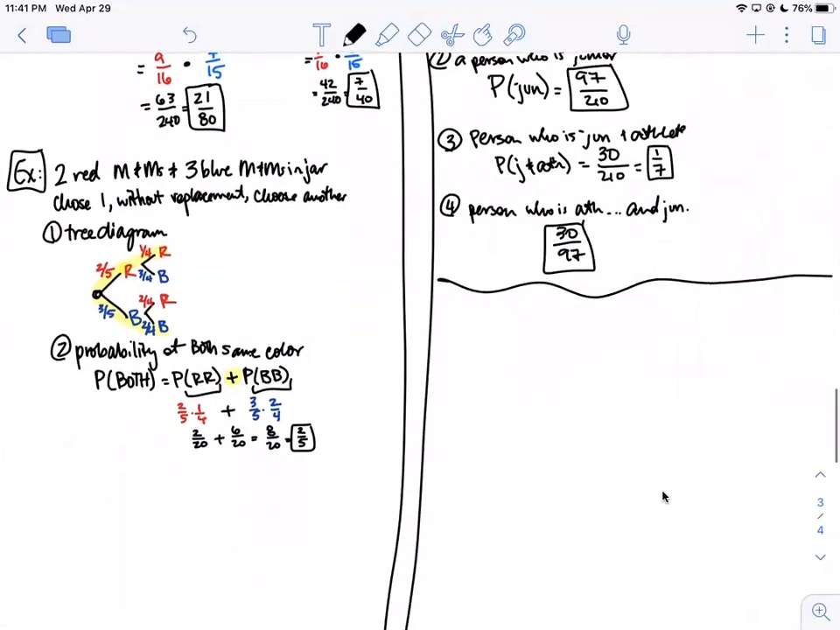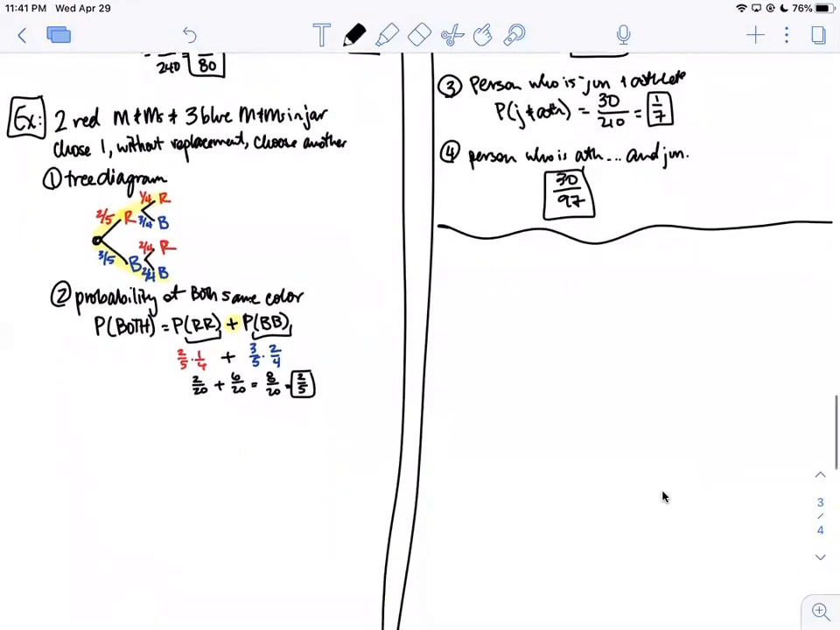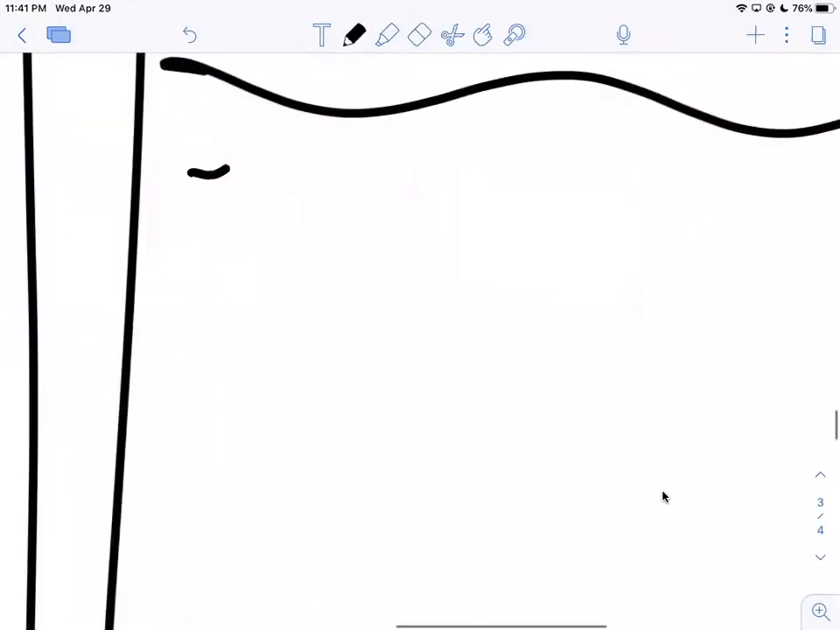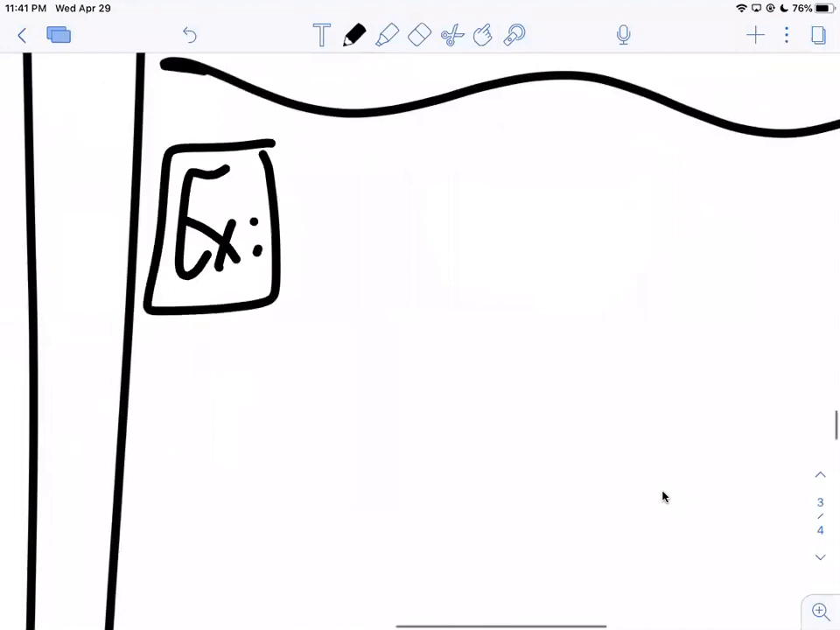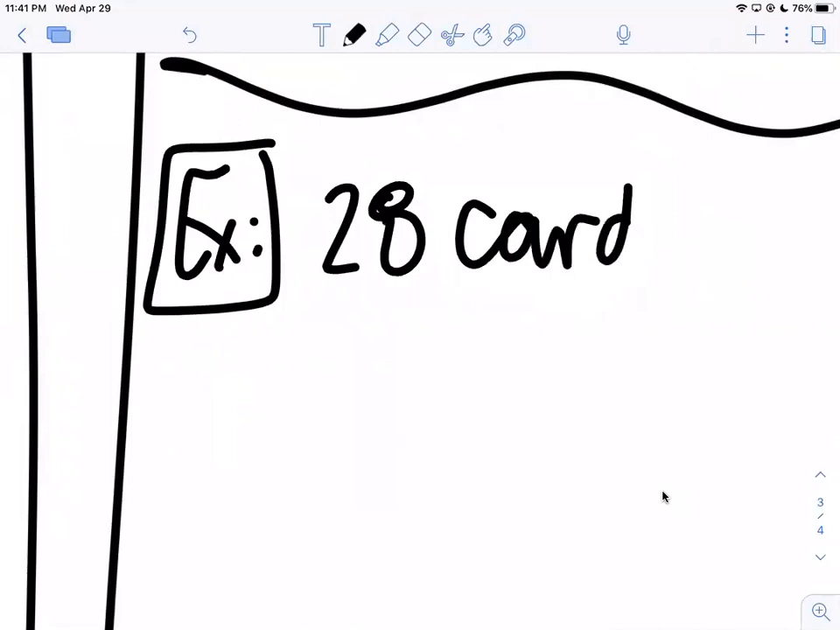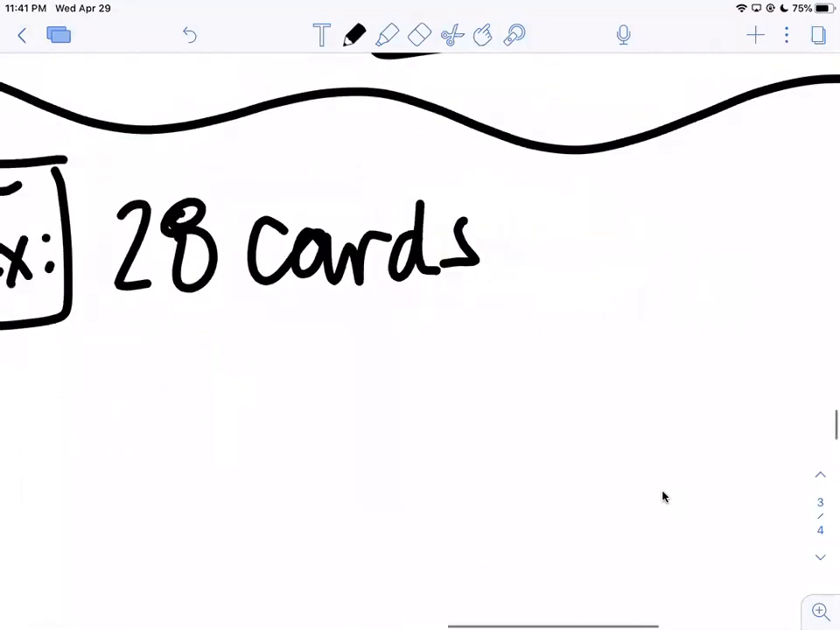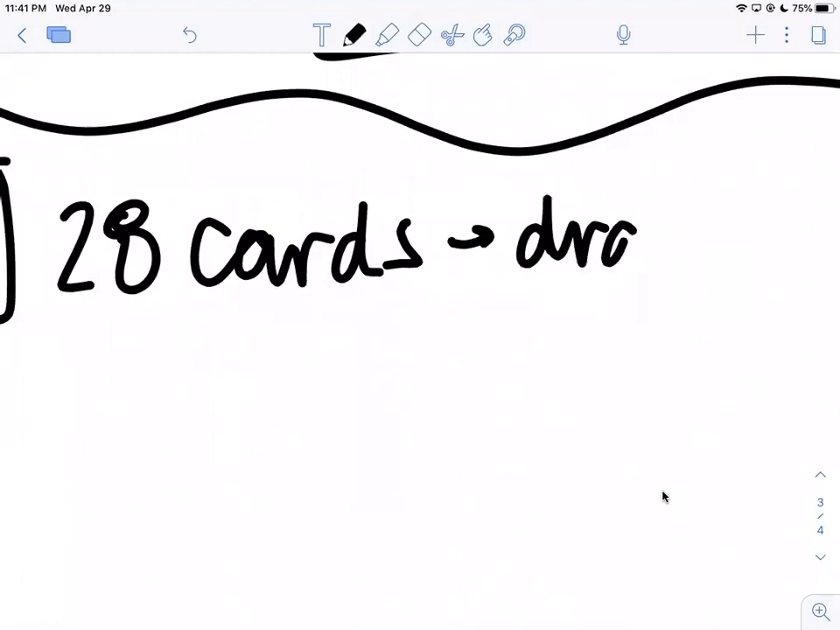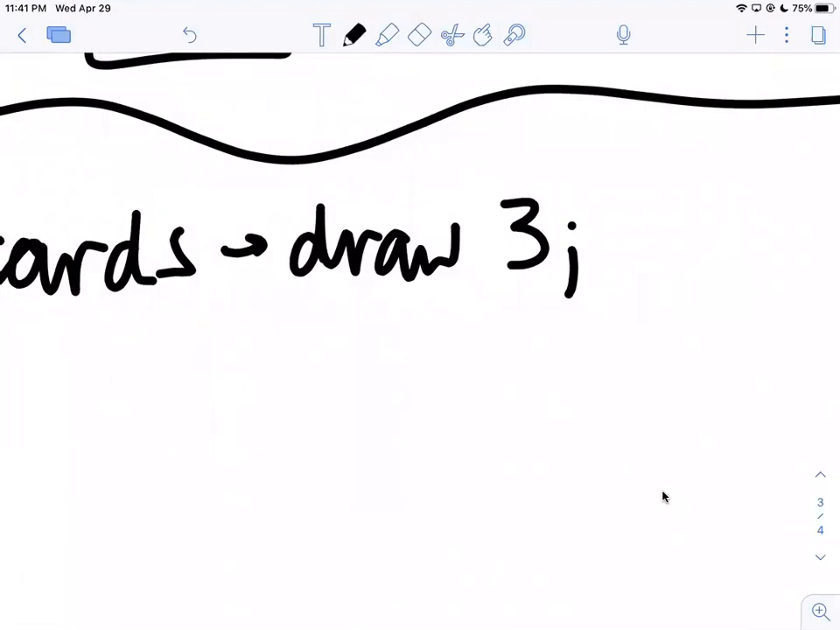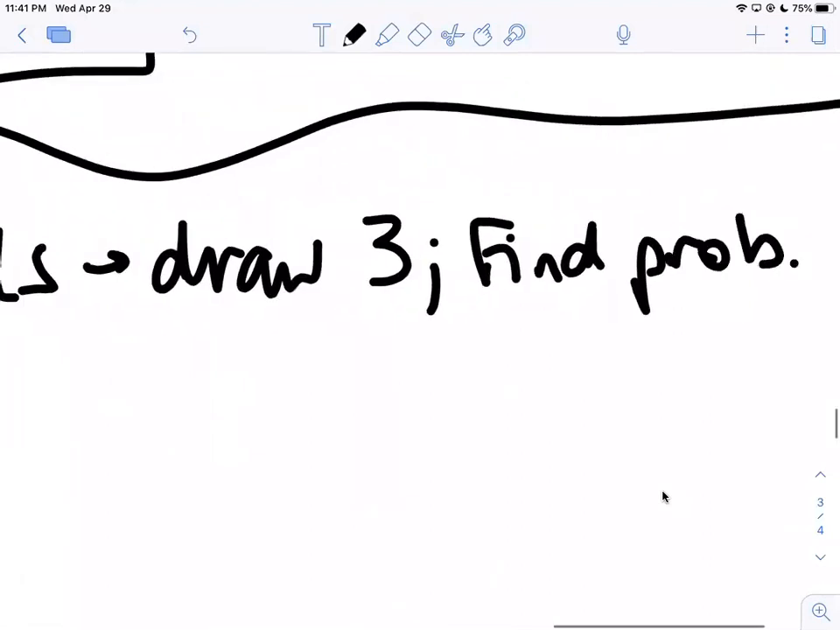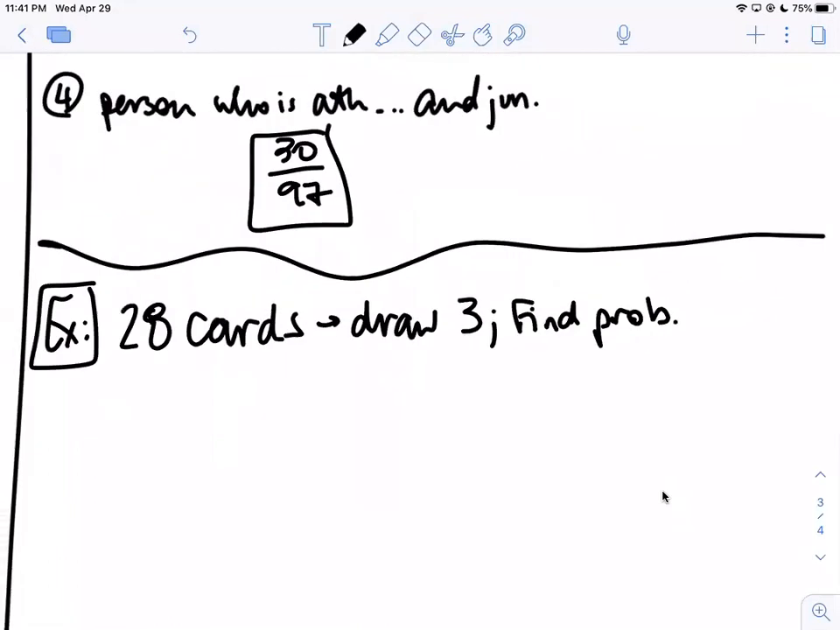Okay. This last problem is going to have a couple parts, and it is using cards. So we're going to have a total of 28 cards. I'm going to tell you which cards that we have. 28 cards, and we're going to draw 3 at the same time, and we're going to find the probabilities. So I'll tell you what probabilities I want us to find, and I'll tell you what cards we have. So we're going to have all 4 suits, but we're just going to have the numbers 2 through 8.